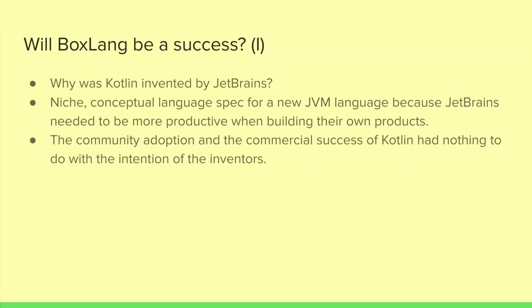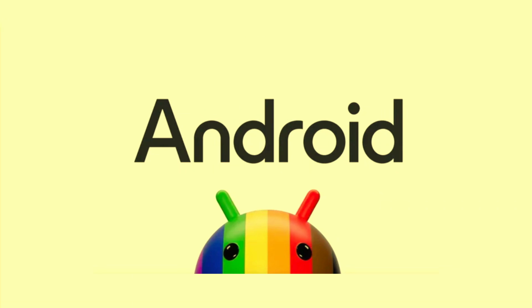Then a few years down the track, from 2010 onwards, all of a sudden Kotlin became a thing around 2015, 2016. And that had nothing to do with JetBrains or with the intention of what this language was supposed to solve, like being a more productive language for IDE development. What it actually ended up being is that it became a success due to Android, for all bizarre reasons.